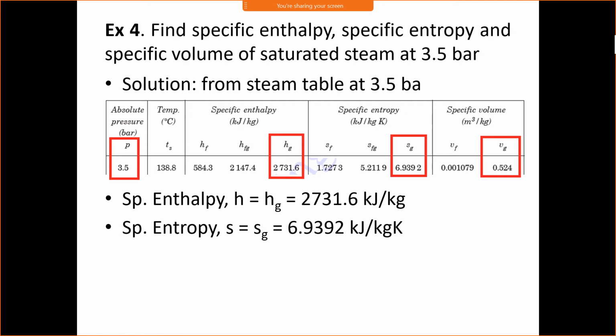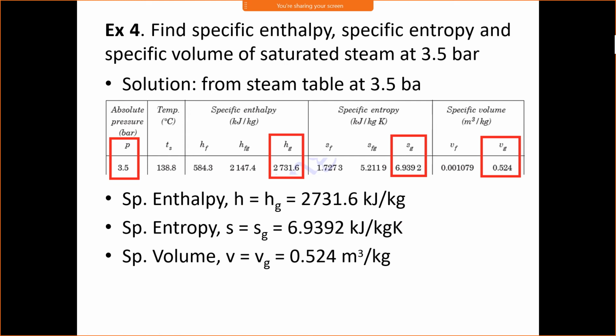Specific entropy s is equal to sg, which is equal to 6.9392 kilojoule per kg Kelvin. Specific volume v. Whenever we write specific, we use small letters. v is equal to vg, 0.524 meter cube per kg.